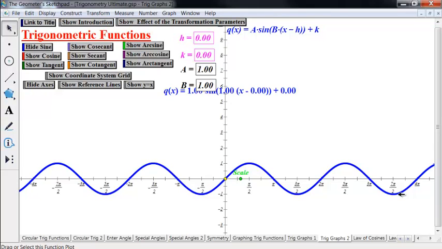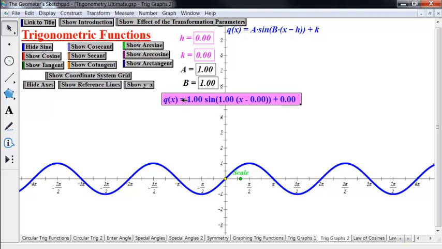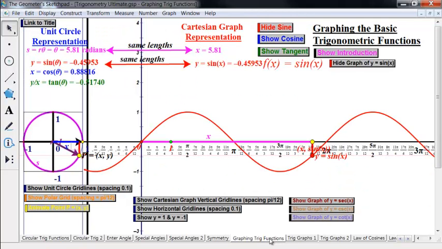This wave is going around here. So this is just y equals sine of x that we have right here. So there's an introduction to sine of x.